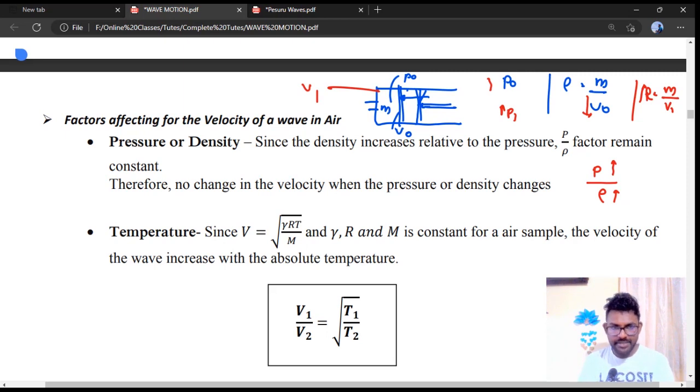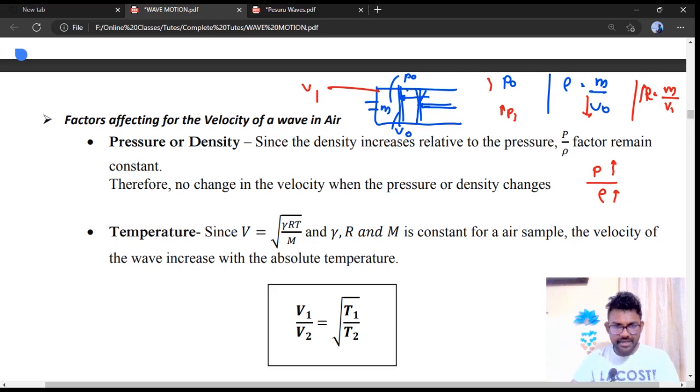But what about the temperature? Since velocity is equal to root of gamma RT over M, where gamma is a constant for air, R is the universal gas constant, which is a constant again, and M is a constant for a gas sample, right? If you're not changing the composition, the mean molecular weight is a constant value. Then there's a significant difference we can obtain when you are changing the temperature, right?